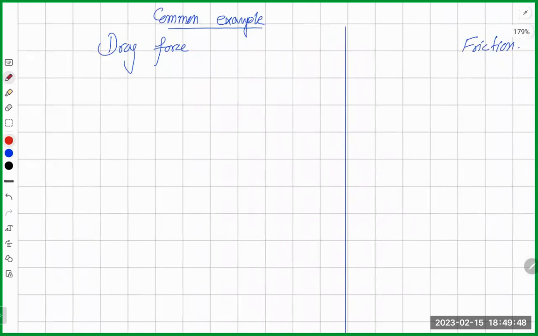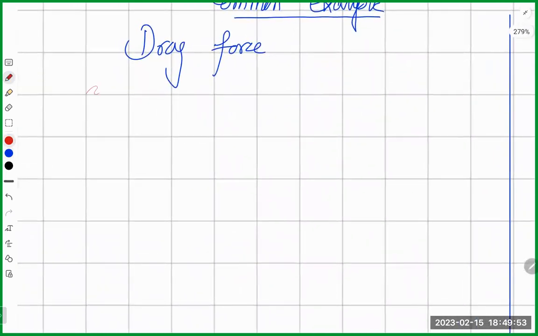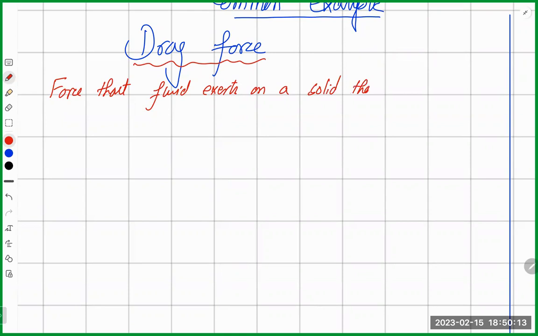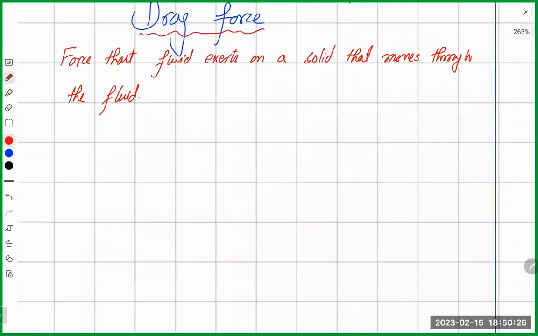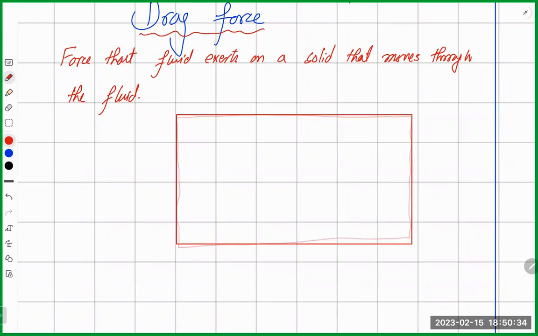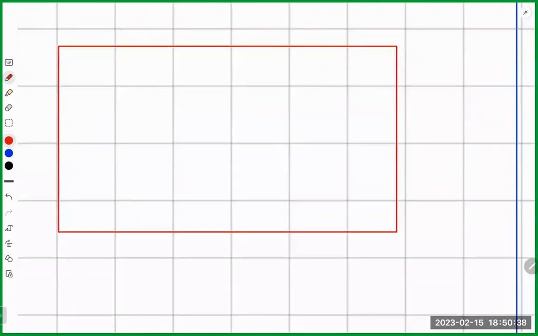Now, drag force is the force that a fluid exerts on a solid that moves through the fluid. Now, listen, if this is a room, what is filled in the room that you are sitting in right now? What is the thing that has completely filled your room right now? Answer is air. Your surroundings are filled with air.